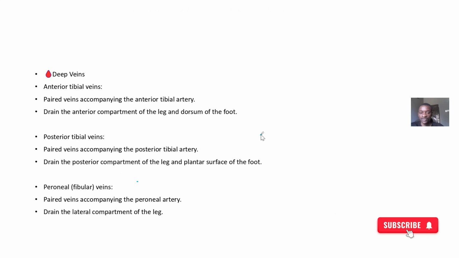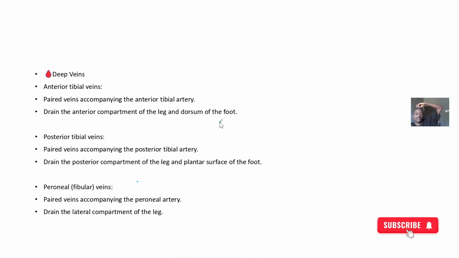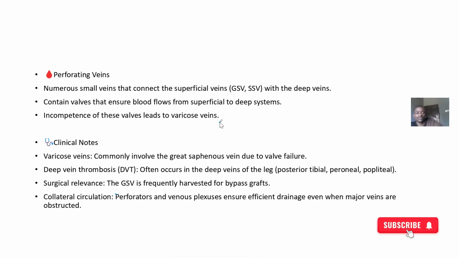So we have the popliteal vein too. The popliteal vein is at the back. It's not indicated. So that's what we got. Then the perforating veins are just the communication between the superficial and the deep, so that blood is able to flow between the two compartments.